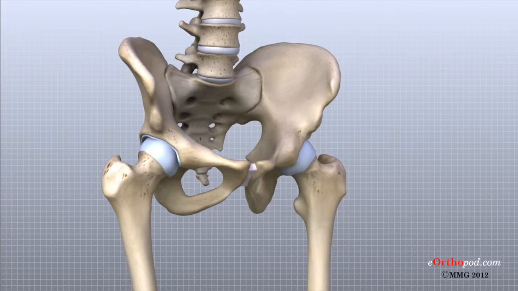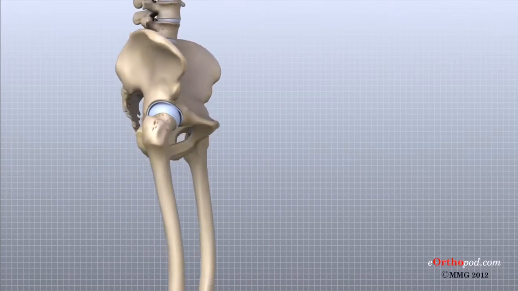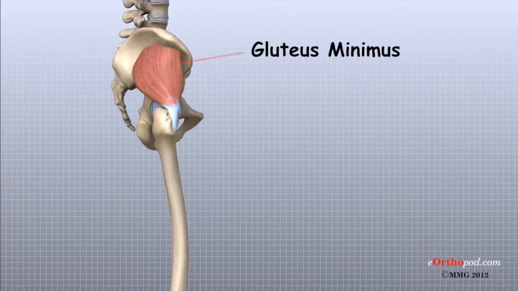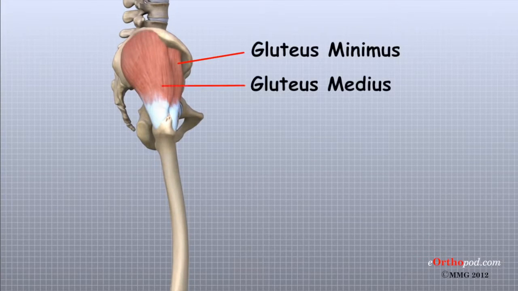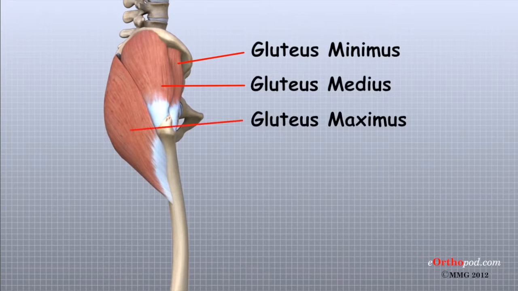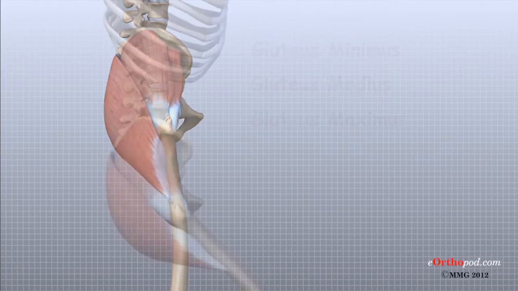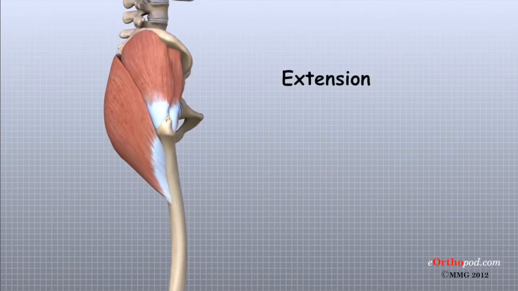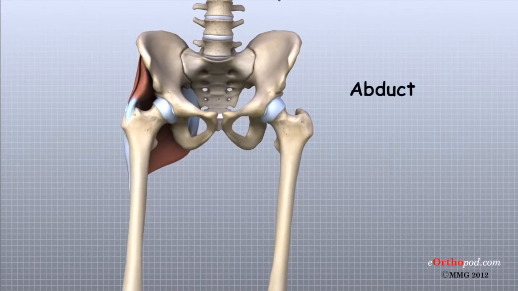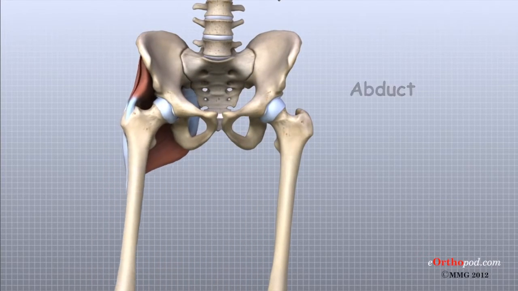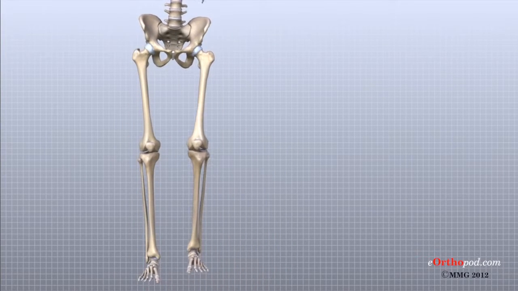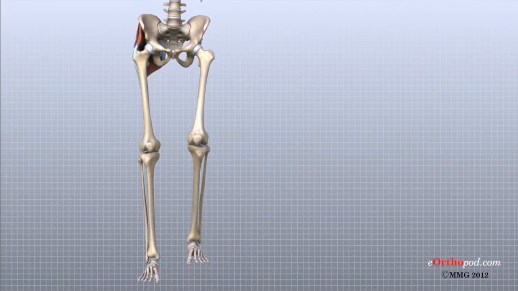The hip is surrounded by large, thick muscles. Three gluteal muscles, the gluteus minimus, gluteus medius, and gluteus maximus, make up the muscles of the buttock on the back of the hip. These muscles extend or pull the thigh backwards, and abduct or pull the thigh away from the other leg. These muscles are also important for keeping the pelvis level as we shift the weight from one leg to the other during walking.